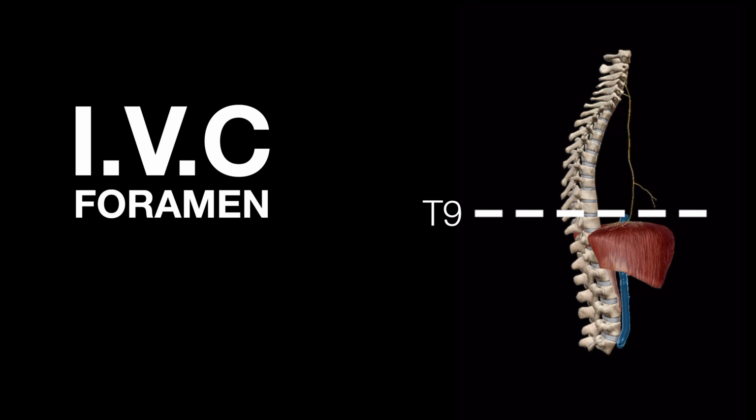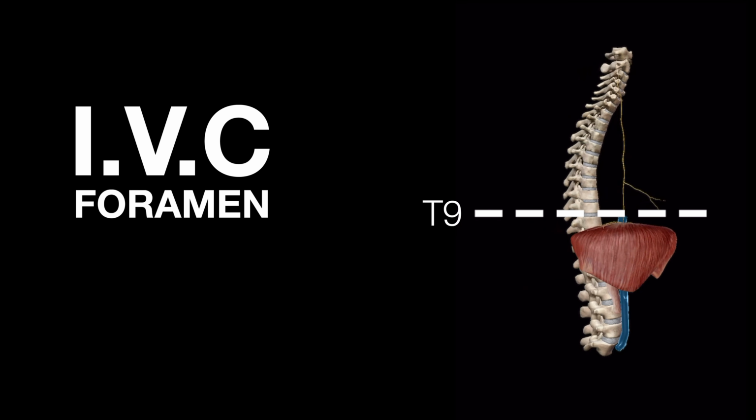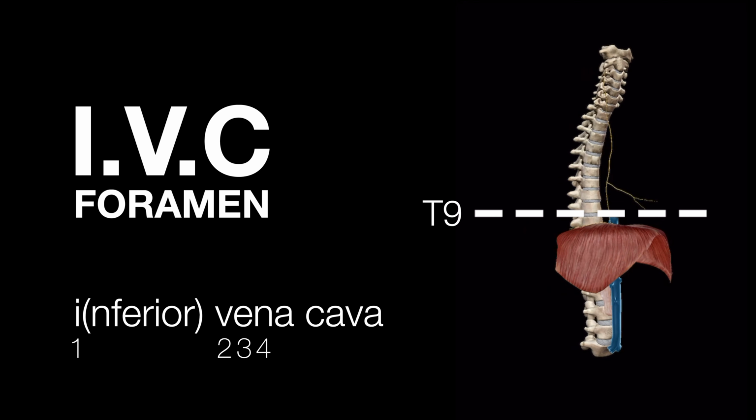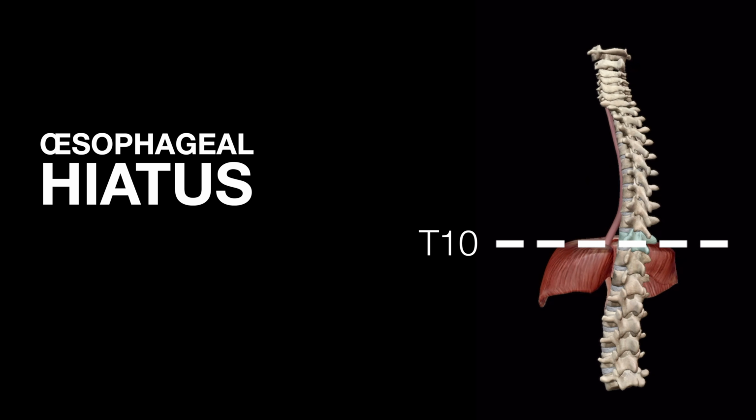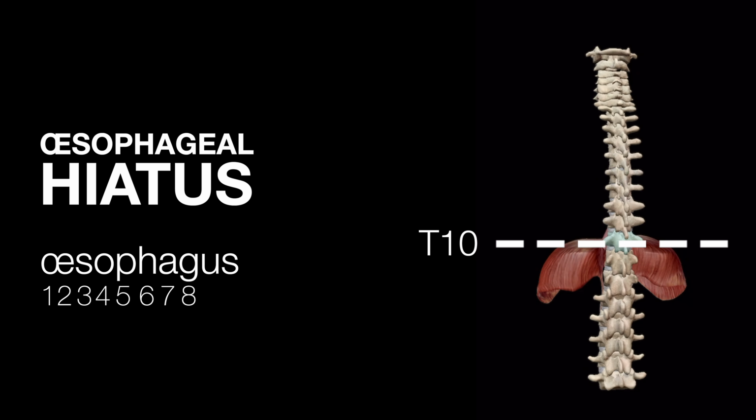Here are the tips to remember at what vertebral floor the openings are. The inferior vena cava goes through the diaphragm at T9. To remember it, "I vena cava" spells with 9 letters. The esophagus goes through the diaphragm at T10. To remember it, the word esophagus is spelled with 10 letters.